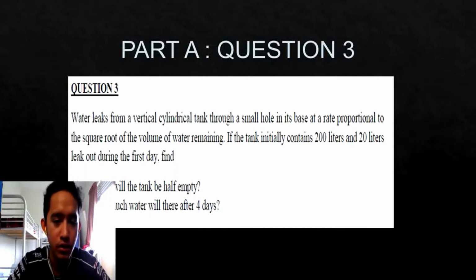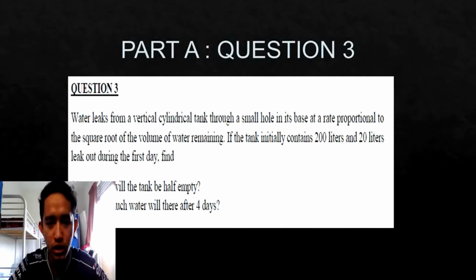That is about water leaks from a vertical cylindrical tank through a small hole in its base at a rate proportional to the square root of the volume of water remaining. If the tank initially contained 200 litre and 20 litre leak during the first day, find: A, when will the tank be half empty? Second, how much water will be there after 4 days?